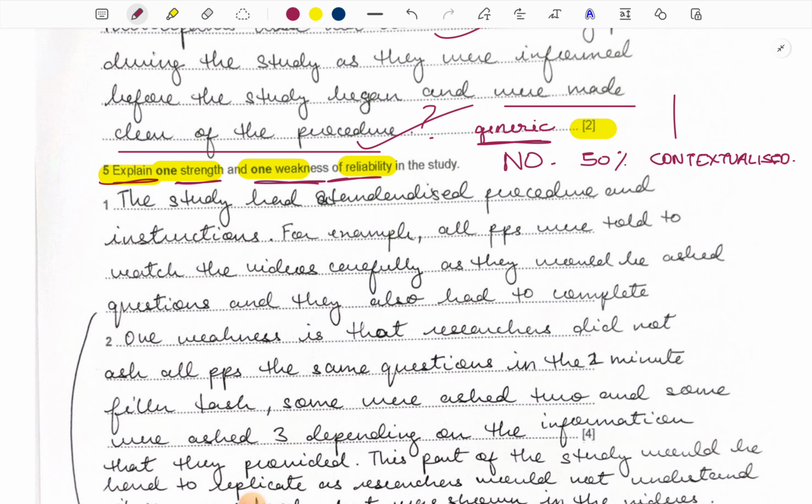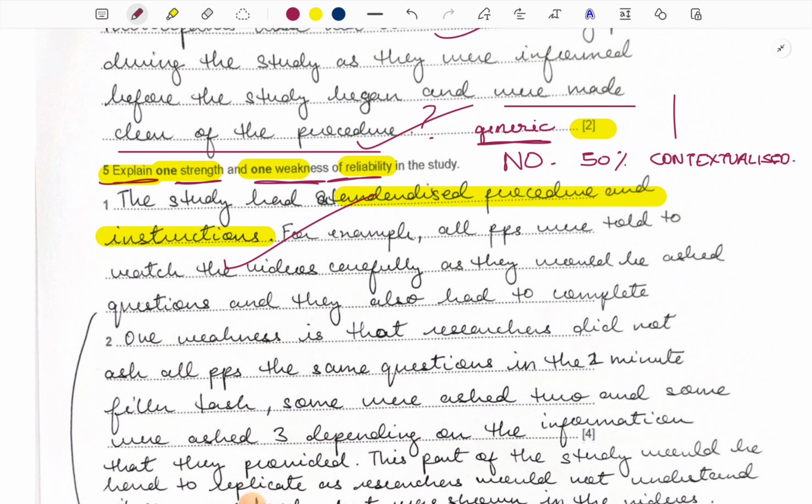To support reliability, to give the strength, the student mentions that there were standardized procedure and instructions. Look at how she begins. She directly addresses the question. She specifies the reason directly for why she's saying the study is reliable. She scores a mark right there. And then she contextualizes it. She writes in reference to the study what she means by a standardized procedure and instructions.